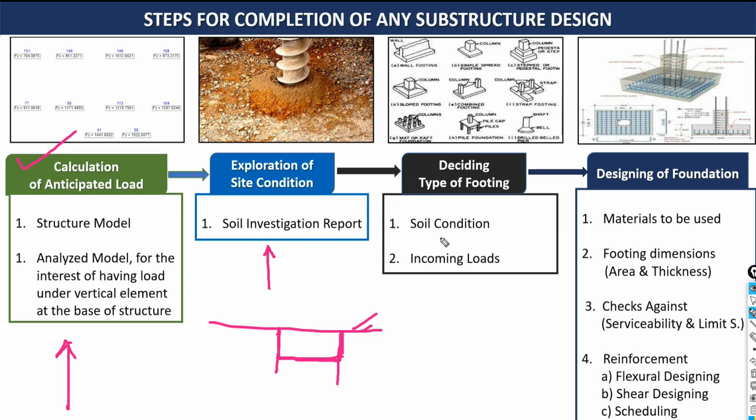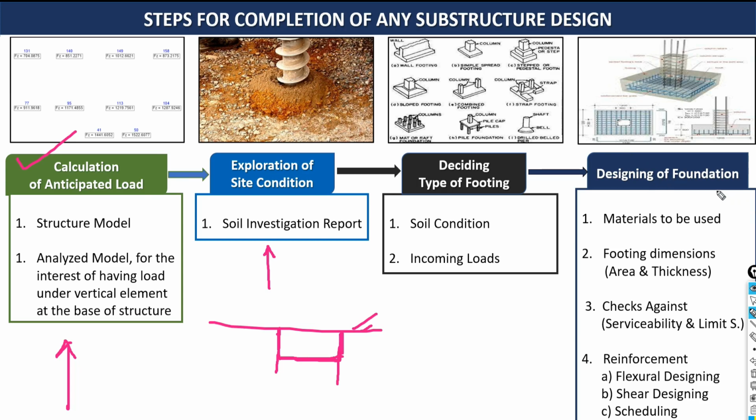So soil investigation is very important, and economy is another concern. Soil condition, incoming load, and economy are all important factors that will decide what type of footing. So first, load we have to calculate, and the report we need to know. Then we need to decide the type of footing. Once you have decided the type of footing, we can finally go for the design of the foundation.